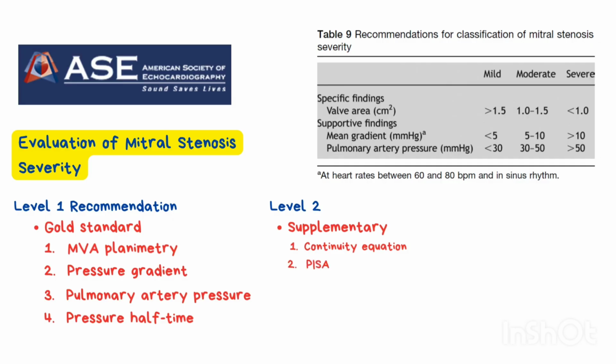Next is the PISA method, short for proximal isovelocity surface area. This technique estimates mitral valve area by analyzing flow convergence on the atrial side of the valve. It's helpful in moderate to severe cases, though it requires good color Doppler images and experience in proper setup. And finally, stress echocardiography, which can be performed using either exercise or pharmacologic agents like dobutamine. This test evaluates how the valve behaves under stress. It's especially valuable in patients with exertional symptoms but normal resting gradients.